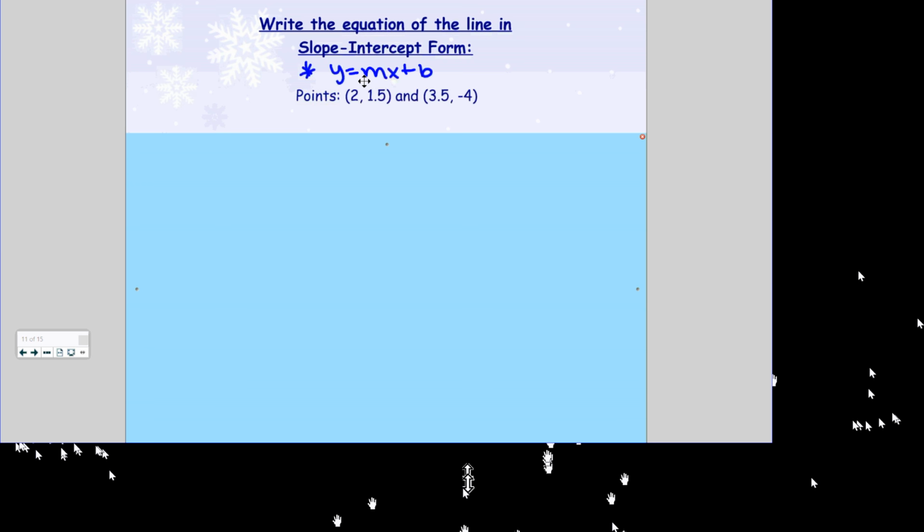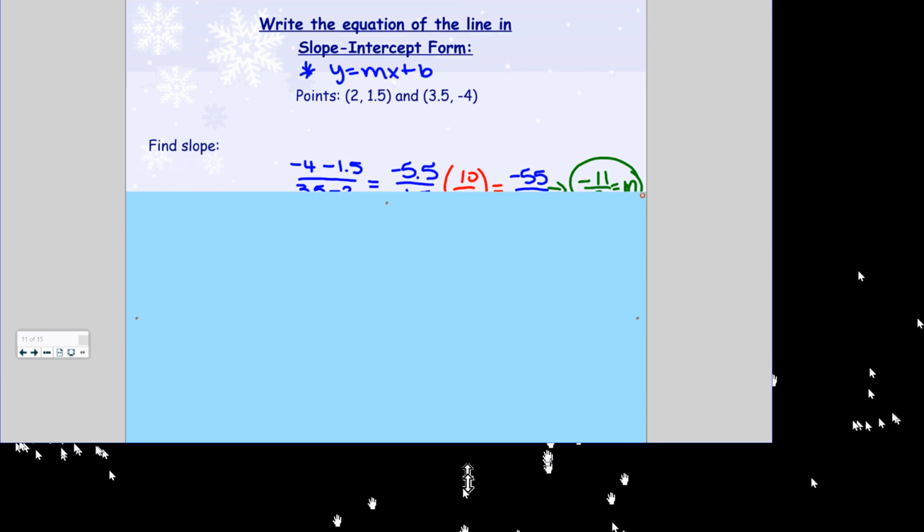Okay, so hopefully you have set up your slope formula correctly, and you are not done with finding the slope until you have gotten rid of your decimals by multiplying top and bottom by 10. Remember, this is really just 1, which is why we're allowed to do that. Anything times 1 is itself. That gives you -55 over 15, which then reduces. So here is our slope of -11/3.